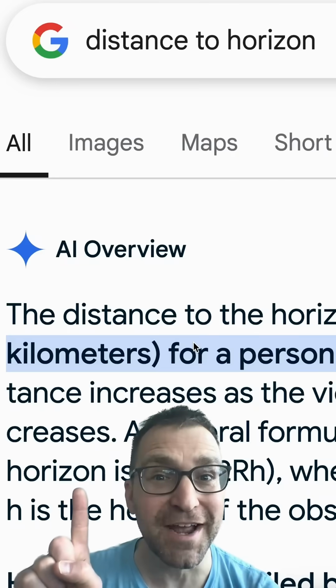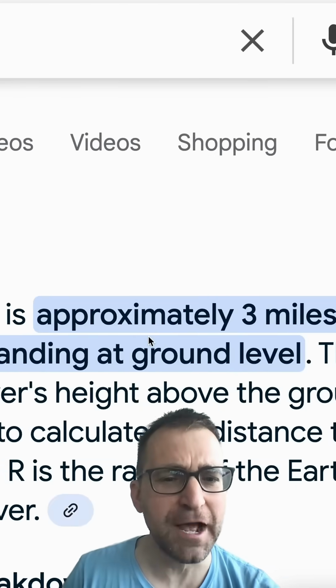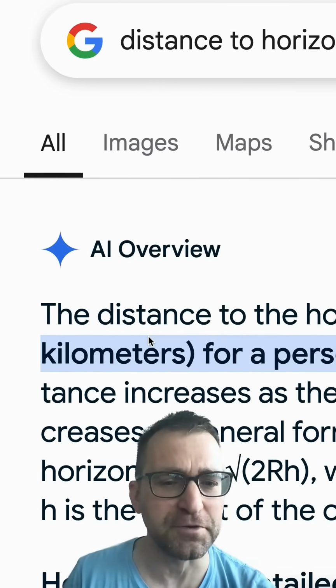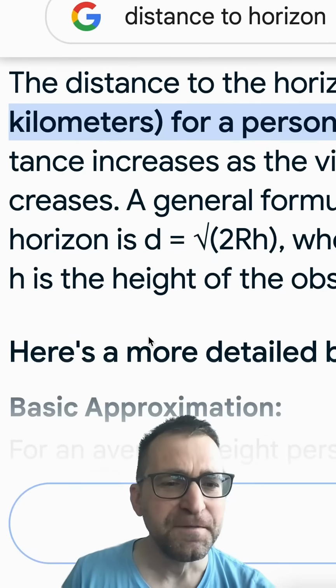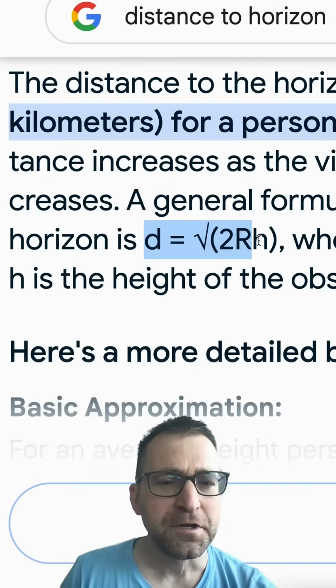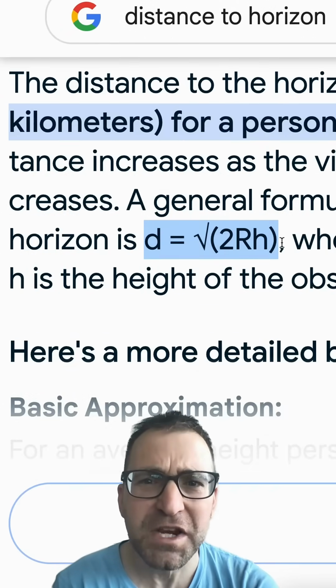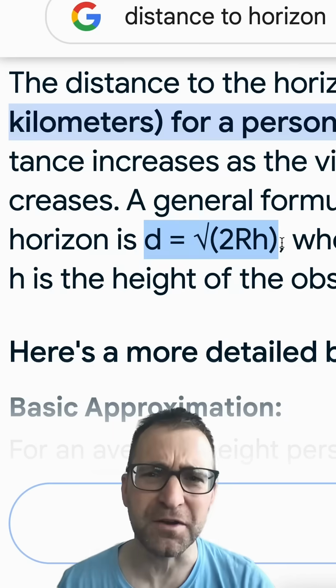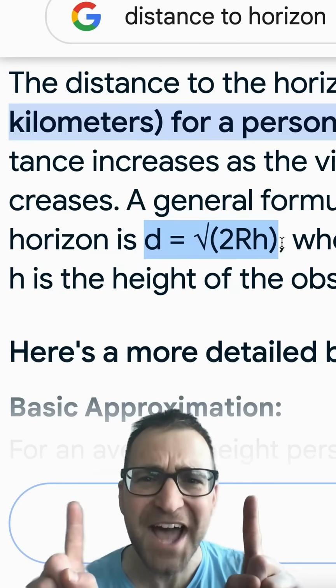Typing in distance to horizon in Google, Google's going to spit out 3 miles or 5 kilometers roughly. But then Google says this. They give a general formula right here: the square root of 2 times the radius of the Earth times your eye height above the ground. And I'm thinking to myself, where the heck does that come from?